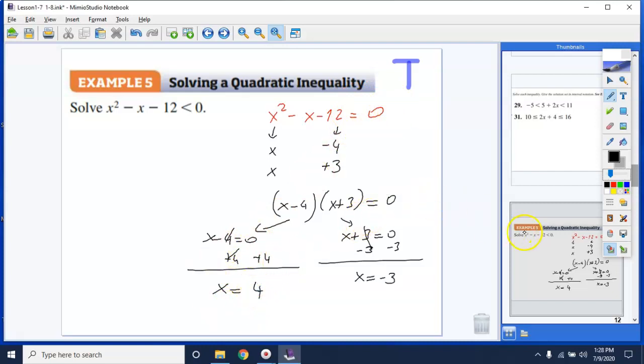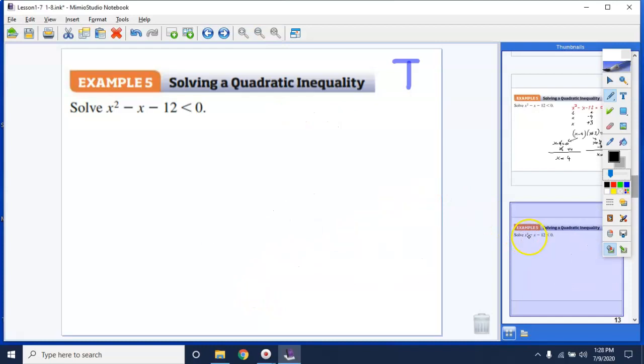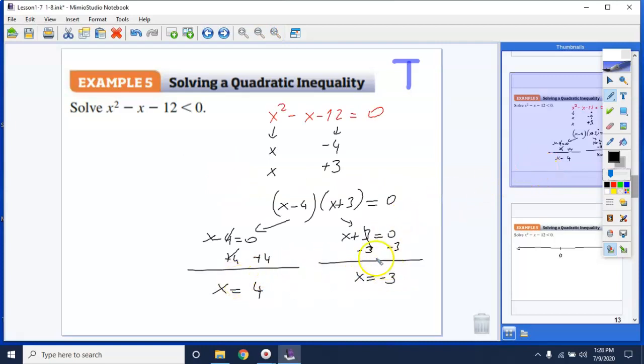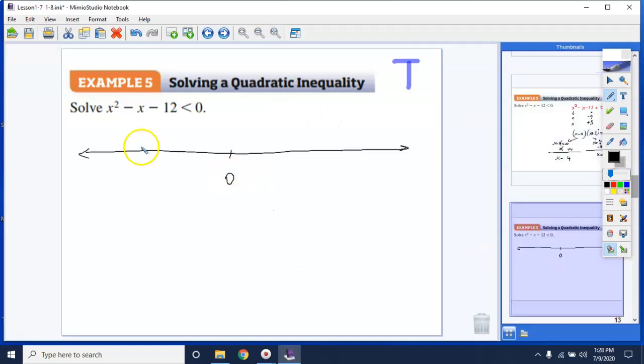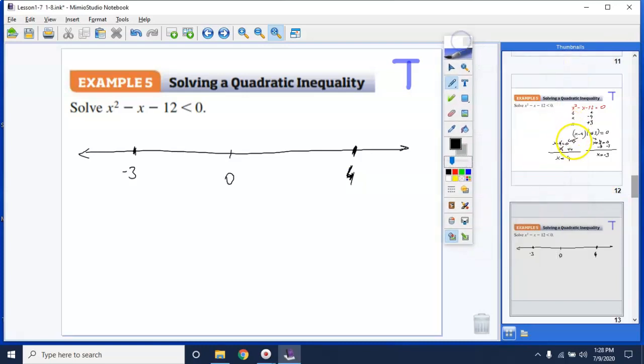Okay. So right now, if we had it equal to 0, my answer would be 4 and negative 3. I'm gonna have a number line over here. All right, folks. So 0 should be somewhere here. What were my solutions? Negative 3 and 4. Let me place them. Negative 3 should be somewhere here, and 4 should be somewhere here. Okay. Step 1, solve as if equal to 0. Get your answers, and then put them on the number line.